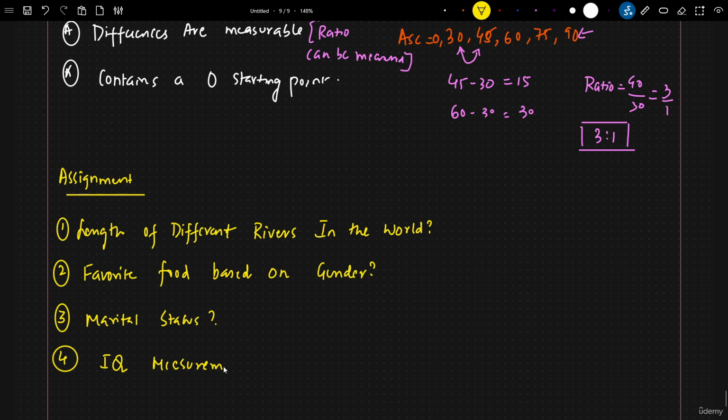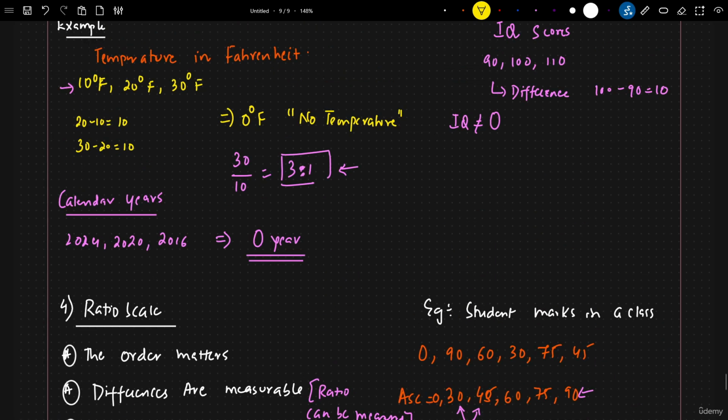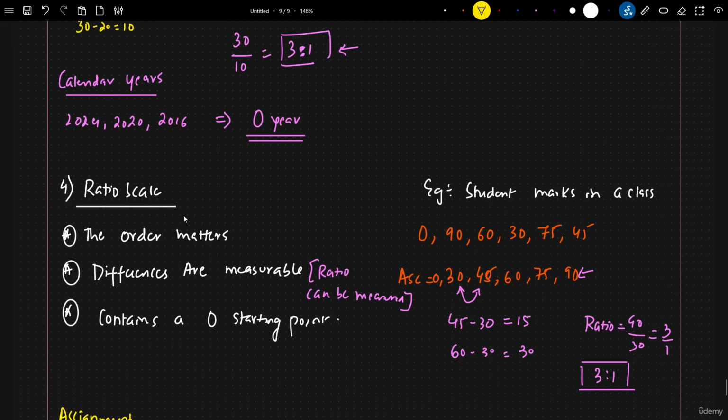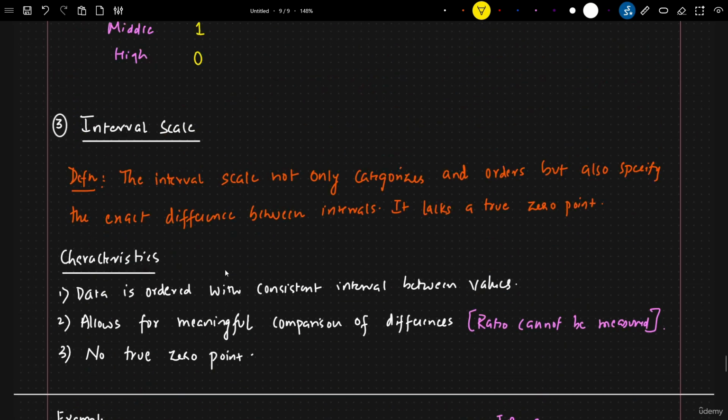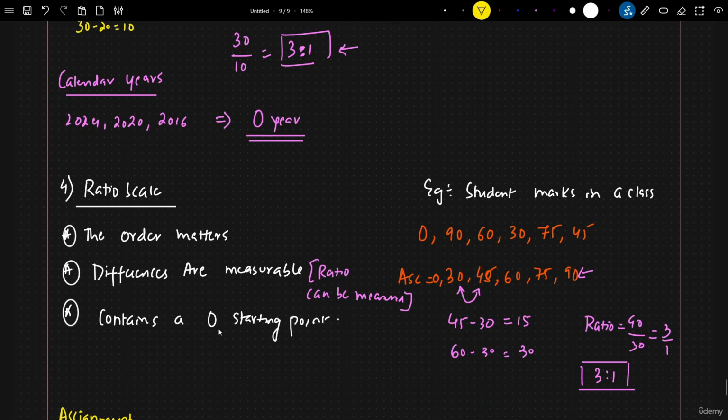IQ measurement is already told to you, right? We definitely will be using the ratio scale, because here you can use any kind of values. Obviously the order will matter over here, right? And if I talk about this particular definition, the ratio scale is the most informative scale. It has all the properties of an interval scale. So all the properties that are available in the interval scale will be there, right? And it also includes a zero starting point, and it allows calculation of ratios, right? So these are some of the good examples.